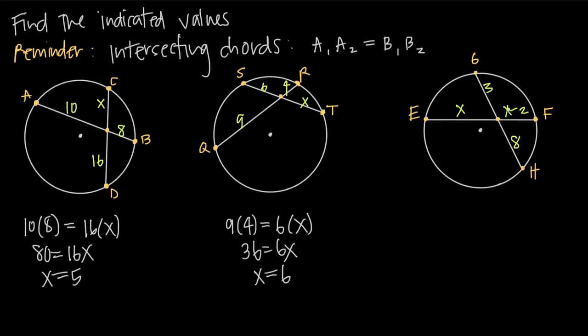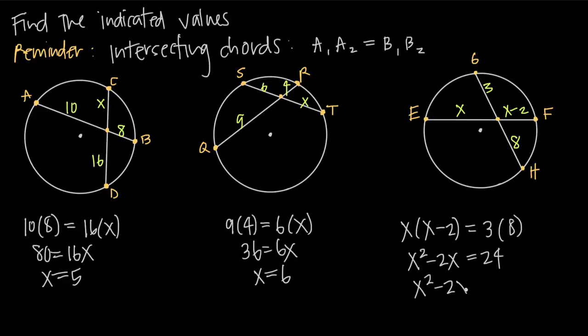And we can even do this when we have multiple unknown lengths. We just take the two lengths from chord EF, so x and x minus 2, so we'll get x times x minus 2, multiply those together, set that equal to the product of the lengths from the other chord, so 3 and 8, so I get 3 times 8. When I multiply out here, I'm going to get x squared minus 2x is equal to 24. If I subtract 24 from both sides, I'm going to get x squared minus 2x minus 24 is equal to 0. Now I can go ahead and factor the left-hand side.